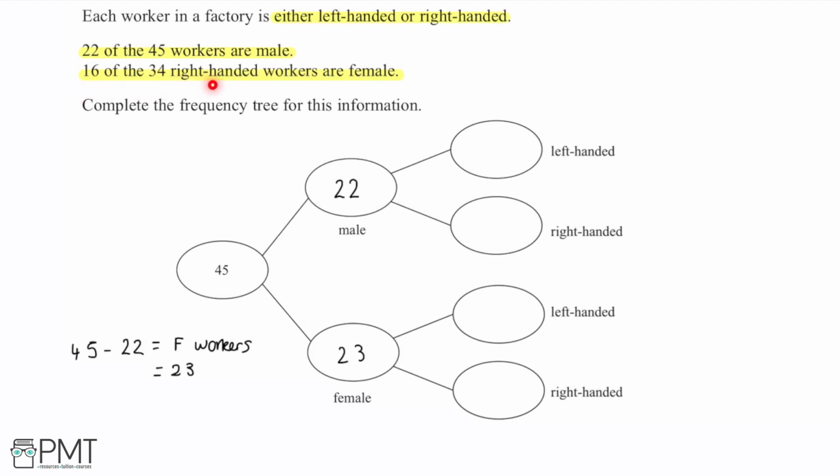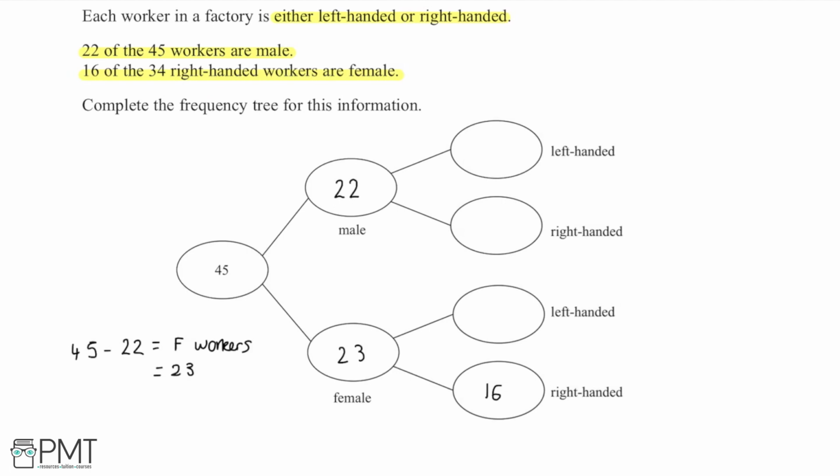Moving on, 16 of the 34 right-handed workers are female. So if we take female to begin with and go down to right-handed workers, we know that there are going to be 16 of these because there are 16 right-handed female workers. Now we're told here that there are 34 right-handed workers in total, 16 of which are female.